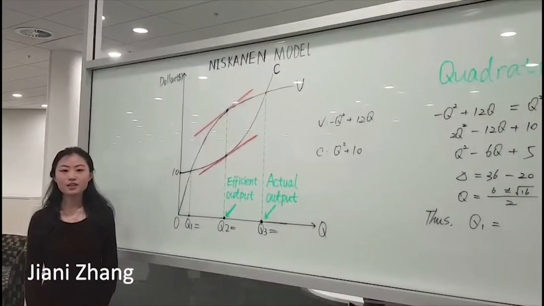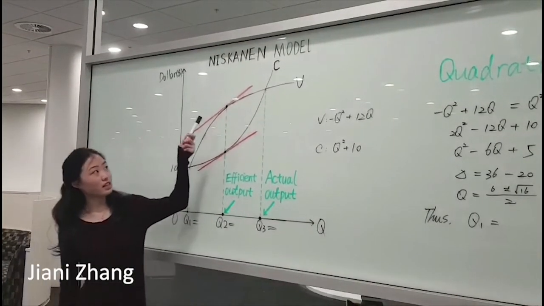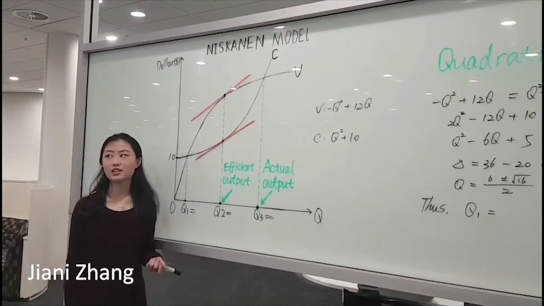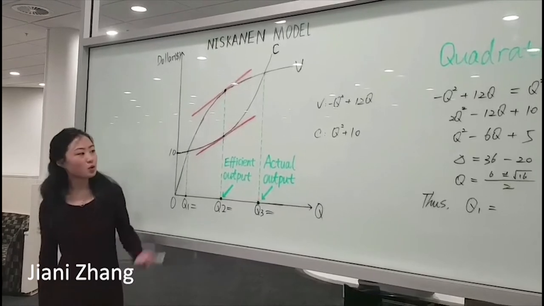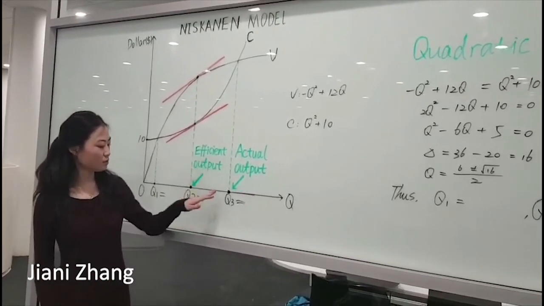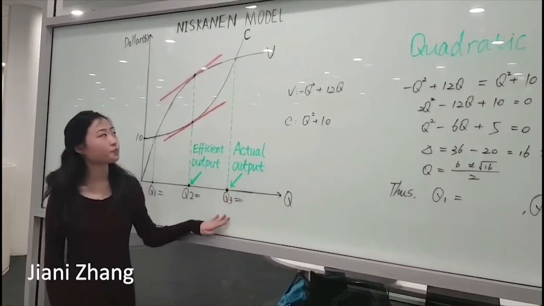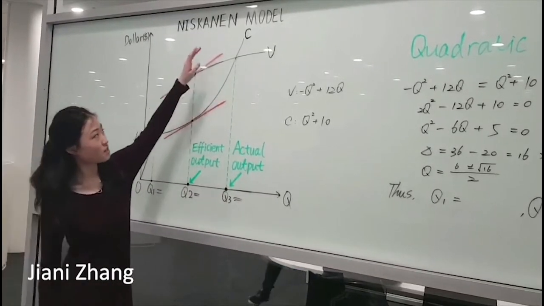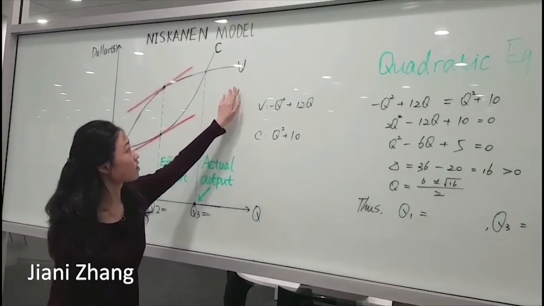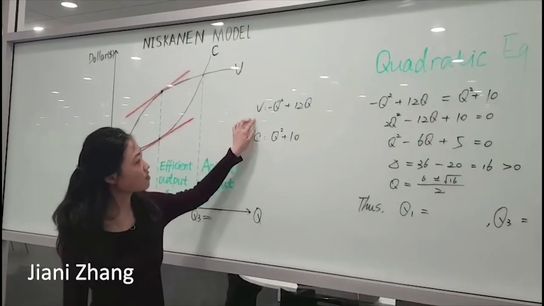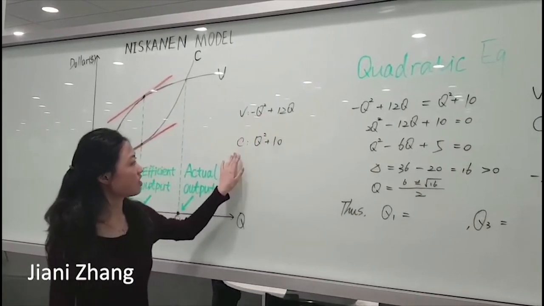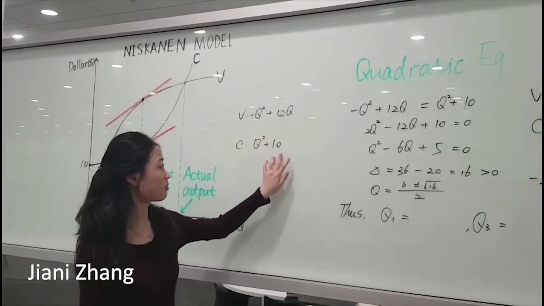Hello, I'm Abby. Now let's move on to the Niskanen model. Let's put some data into this model to make our explanation clearer. In this model, we need to find Q1, Q2 efficient output, Q3 the maximum output. We suppose curve C and curve V are both quadratic equations, and we guess V is negative Q squared plus 12Q. C is Q squared plus 10.